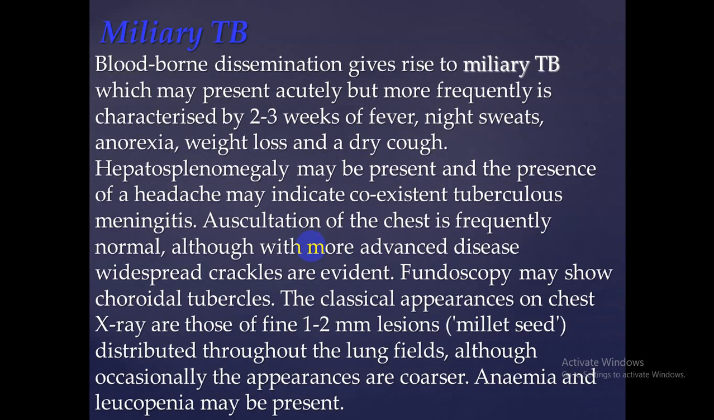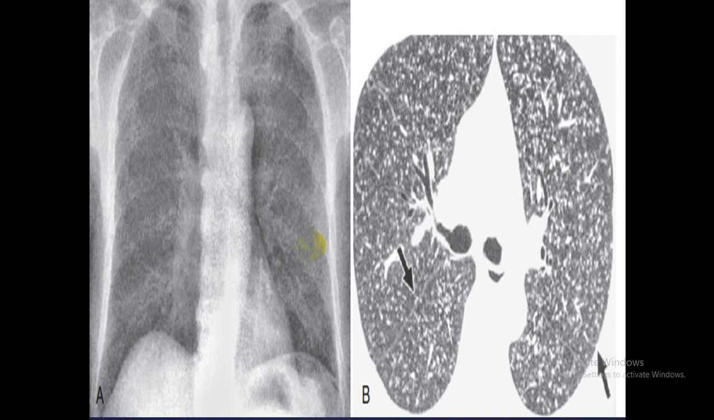Miliary TB acutely presents with about 2 to 3 weeks of fever, night sweat, anorexia, weight loss, and dry cough. The liver and spleen are enlarged, and the patient has headache because of meningeal involvement. Auscultation is normal, sometimes we have crackles. Fundoscopy shows choroid tubercles. The classical appearance on the X-ray is the miliary appearance, which comes from the name millet seed, about 1 to 2 millimeter lesions, like millet grains, involving the whole lung and sometimes other organs. Anemia and leukopenia are present because of lymph node and bone involvement by the TB bacilli. This is the lesion we see in the X-ray and scan, the millet seed appearance of miliary TB.